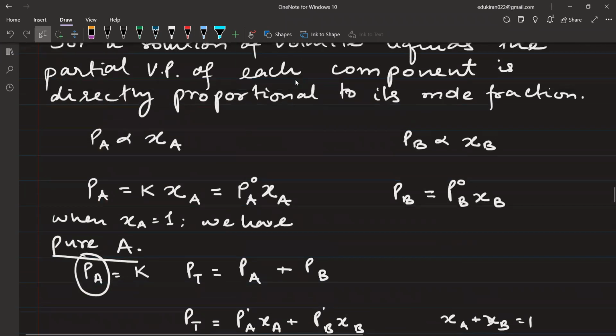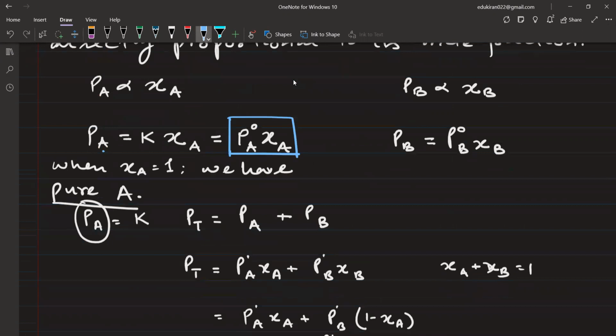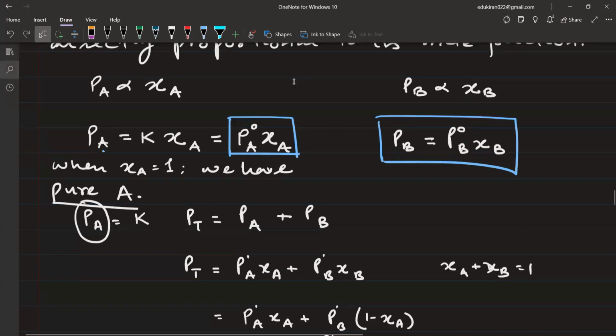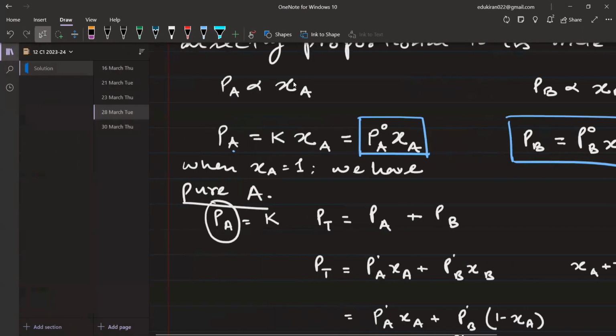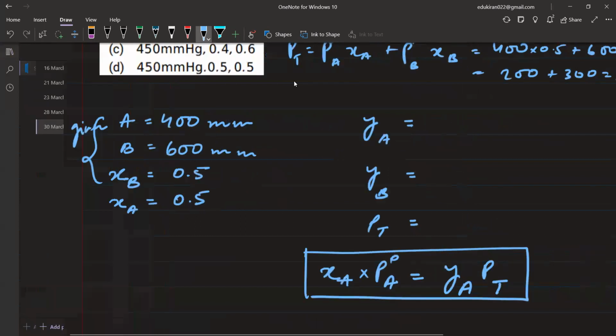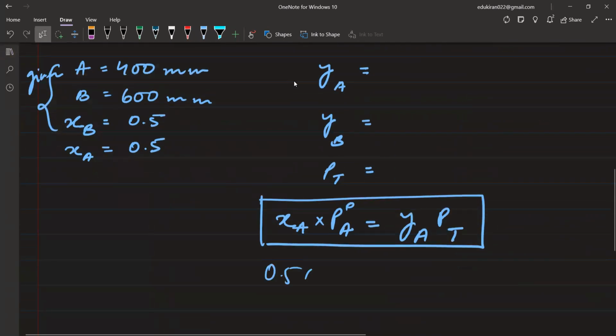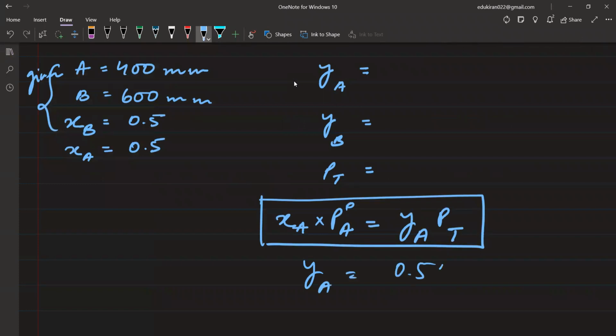PA is equal to P naught A chi A. Okay, PB is equal to P naught B chi B. Okay, that's the equation I am using here. Now chi A is equal to 0.5. What will YA be? YA will be equal to 0.5 into 400 divided by 500.